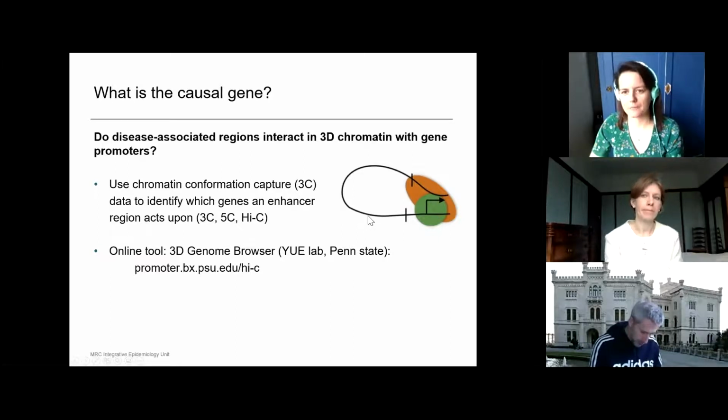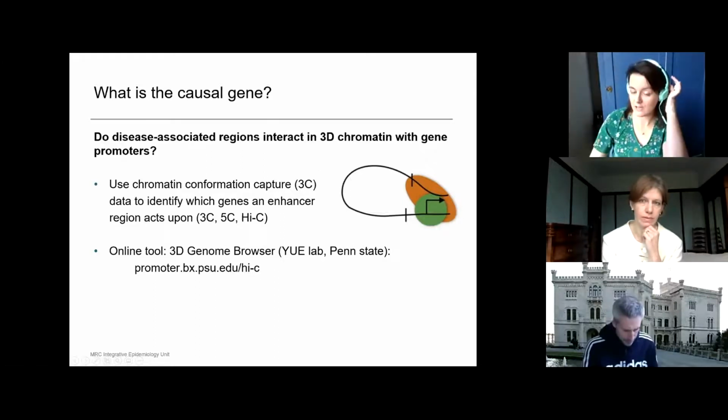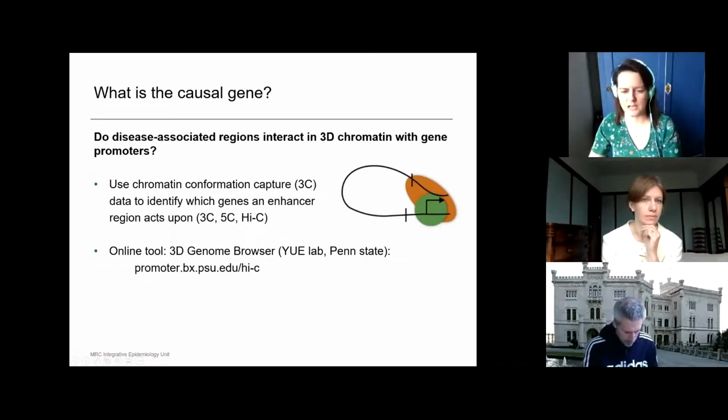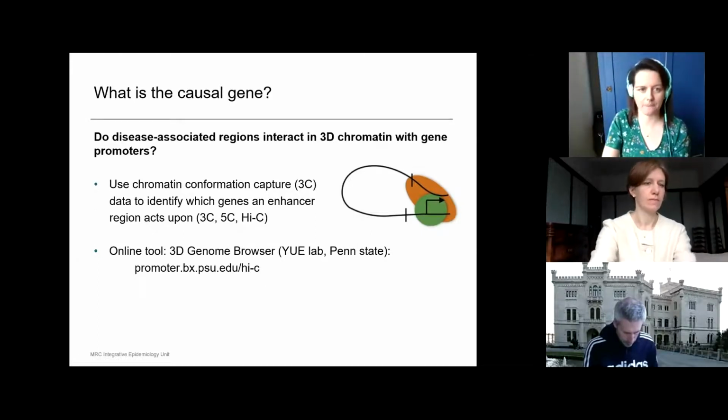So this 3D chromatin interaction data can really tell you about how SNPs that are further away might have regulatory influences on certain genes. And just to say, there's data available online, and you can browse that for your particular cell types of interest.